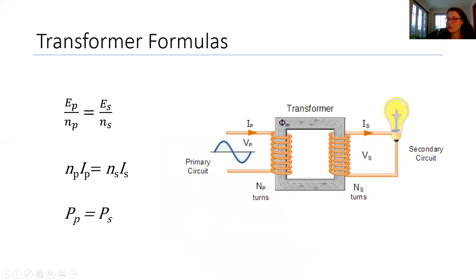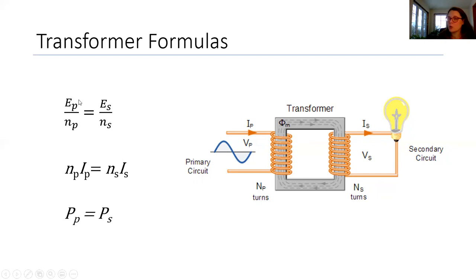So there's a couple of formulas that are really easy to calculate with. In the formulas, voltage of the primary is directly proportional to the number of turns. So if I take the voltage coming in and I increase it, if I don't change the turns on the coil, it will increase the voltage on the secondary. N stands for the number of turns.